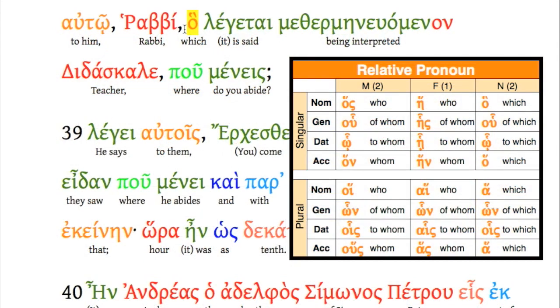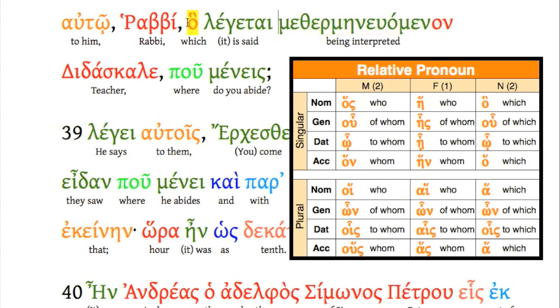We've got to get used to these prepositions because anytime you see a preposition, the preposition sort of takes over and determines the case of its object. In verse 38, here we go, ho, either nominative or accusative, right? And it's neuter, singular. So, ho legetai, oh boy, let's see if we can do this. Methermeneuomenon. What a handful, huh?